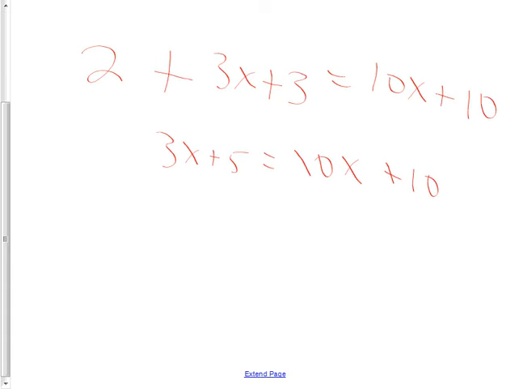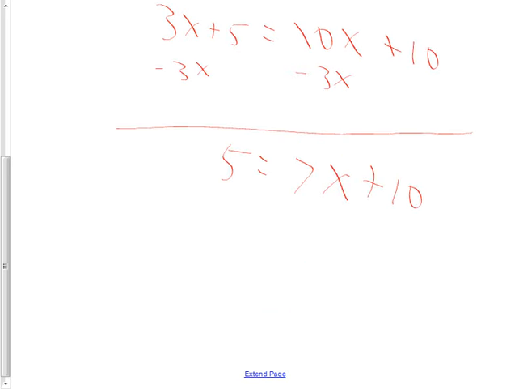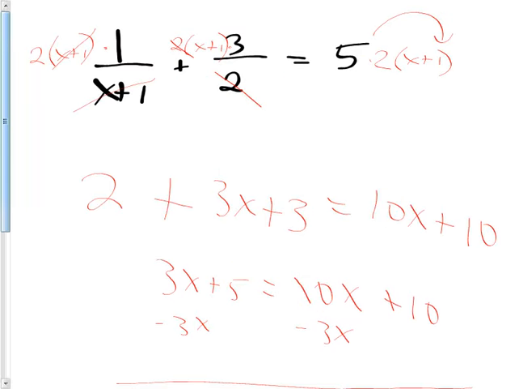And then I'm going to get rid of the 3x. 5 equals 7x plus 10. Now I got to get this down to just x. So I'm subtracting 10. Negative 5 equals 7x. So x equals negative 5/7. Did I do that right? Yeah. All right. So that's just a review problem of this kind.